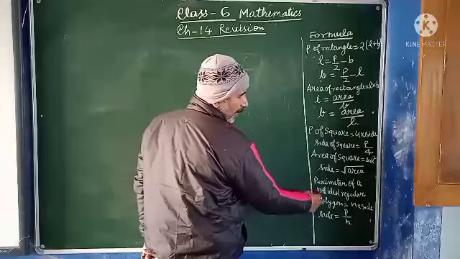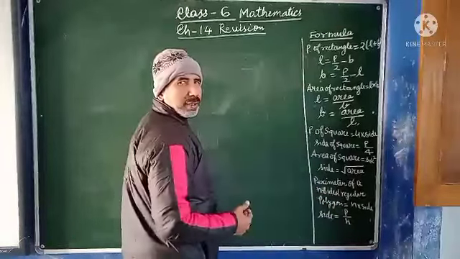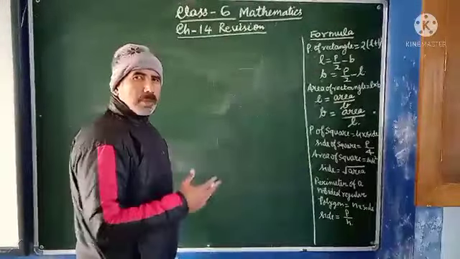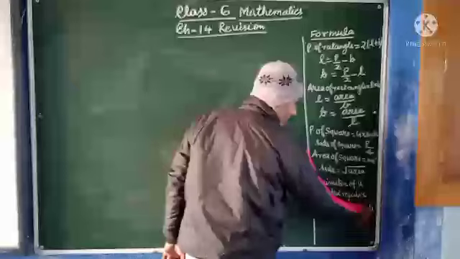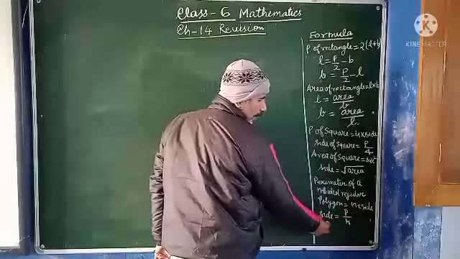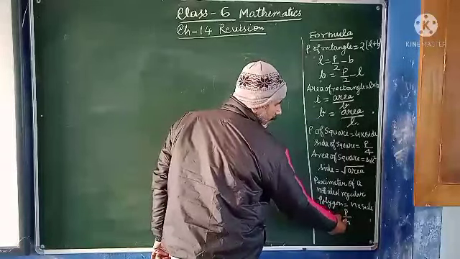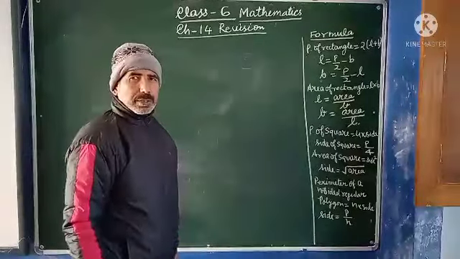Now, perimeter of any n-sided regular polygon. We have discussed that in regular polygons, all sides are equal. So, how many sides are there? We will multiply the number of sides with the length of a side. In the same way, when you want to find the length of a side, you will divide the perimeter by n. So these are the formulas that we will use.